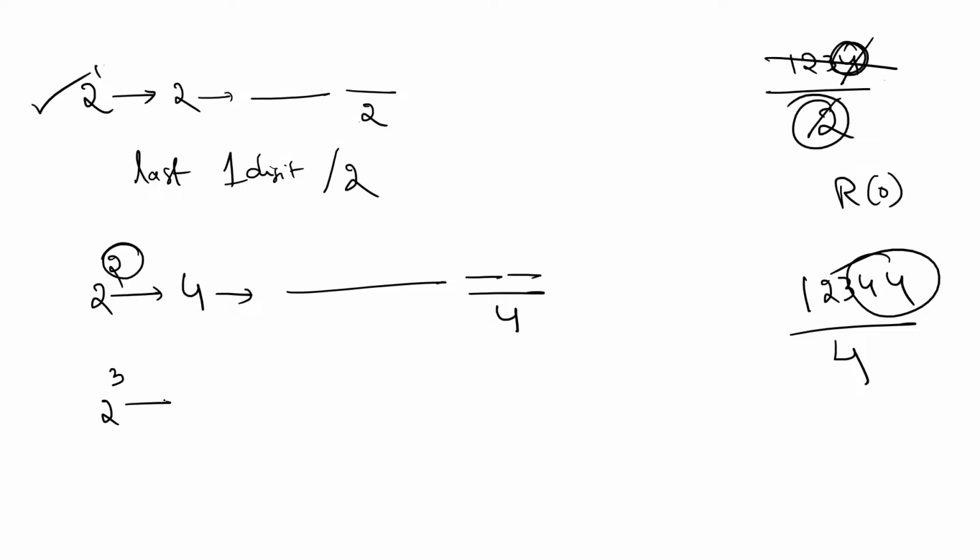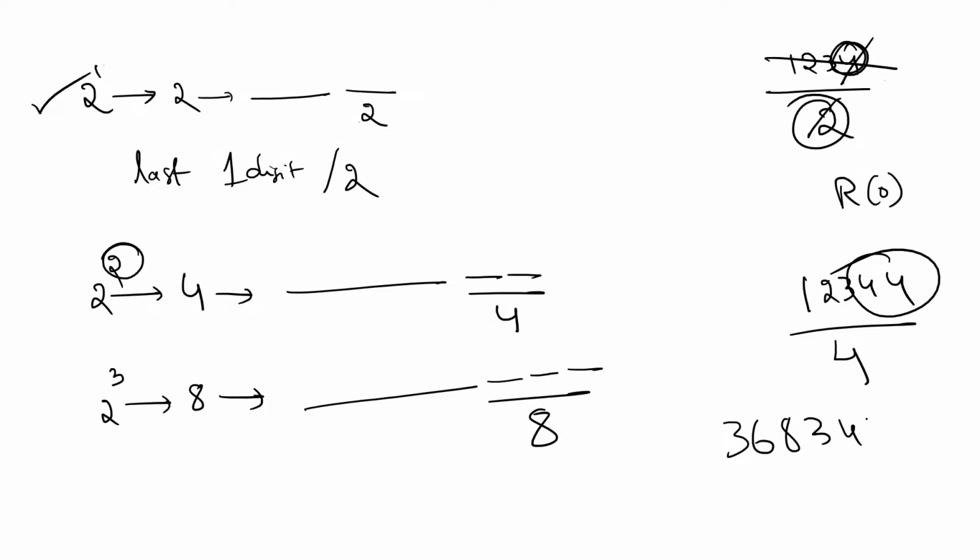Similarly, 2 cube. What is 2 cube? 8. How much power is there? 3. That means if the last 3 digits are divisible by 8, then the entire number will be also divisible by 8. Like 3, 6, 8, 3, 4, 3, 2, 8, something like this. If I want to check whether this number is divisible by 8 or not, I no need to worry about all the previous numbers or the numbers before the last 3 digits. If I can confirm that the last 3 digits are divisible by 8, then I can say the entire number will be also divisible by 8.